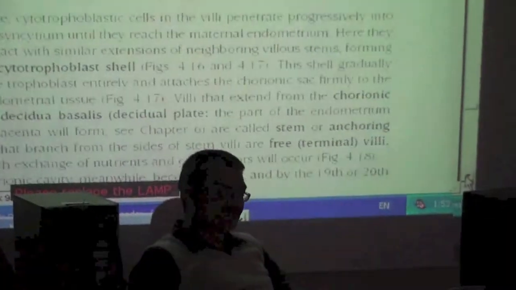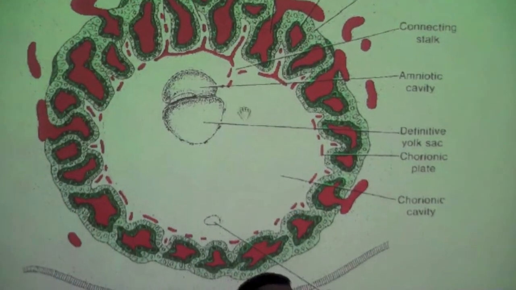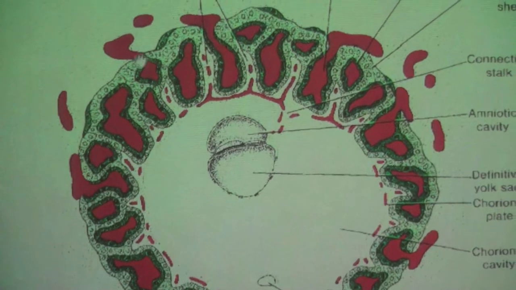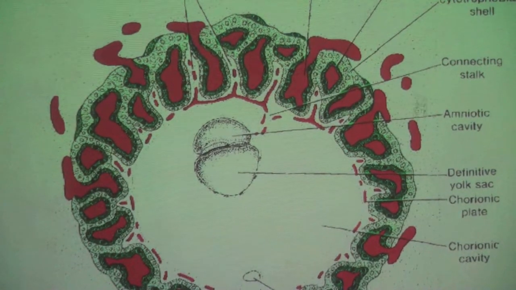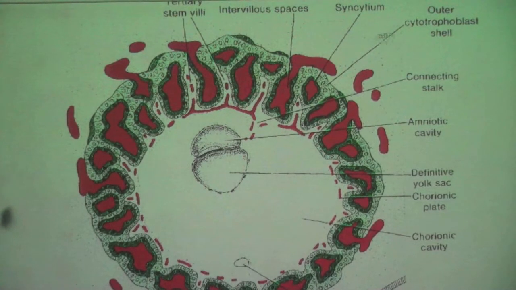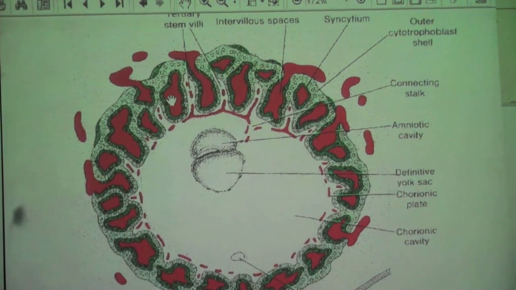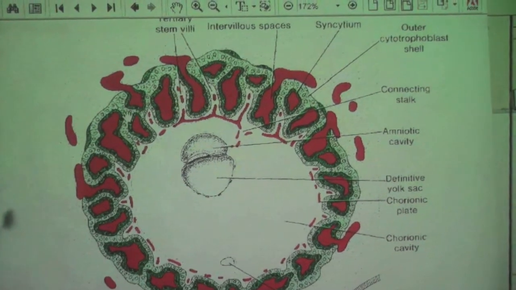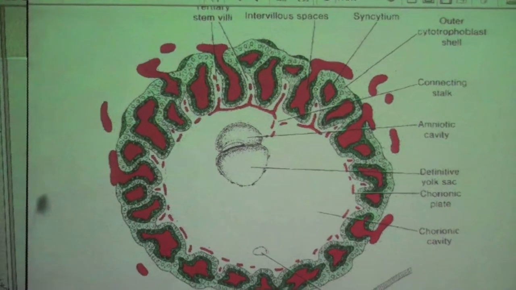Come to this picture, I will tell you. Now you can see that this is the embryo here, and this is the placenta here. The most outside you can see cytotrophoblast, but at some points it is still syncytial. This is all decidua, this is all endometrium. So what is present outside? Cytotrophoblast, but in some places syncytial. And these are called the villi, and this is the intervillous space. Now see, these structures, villi will develop all over.